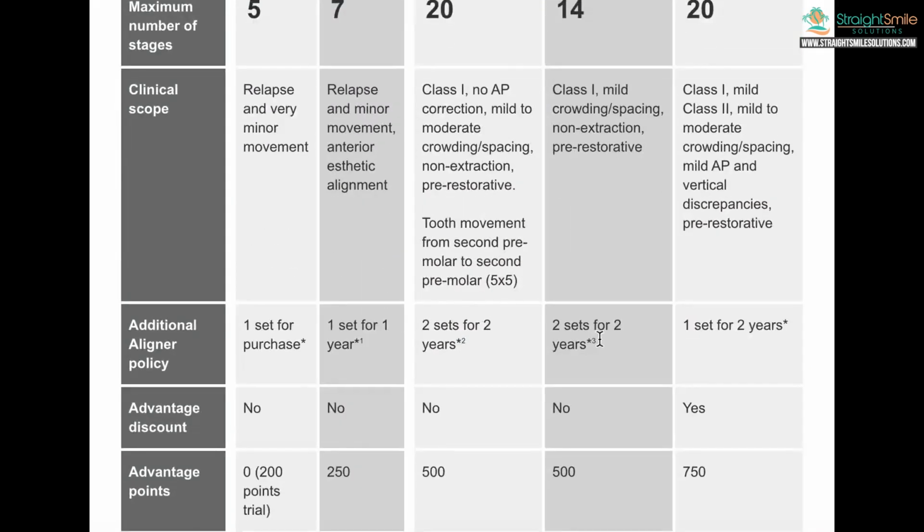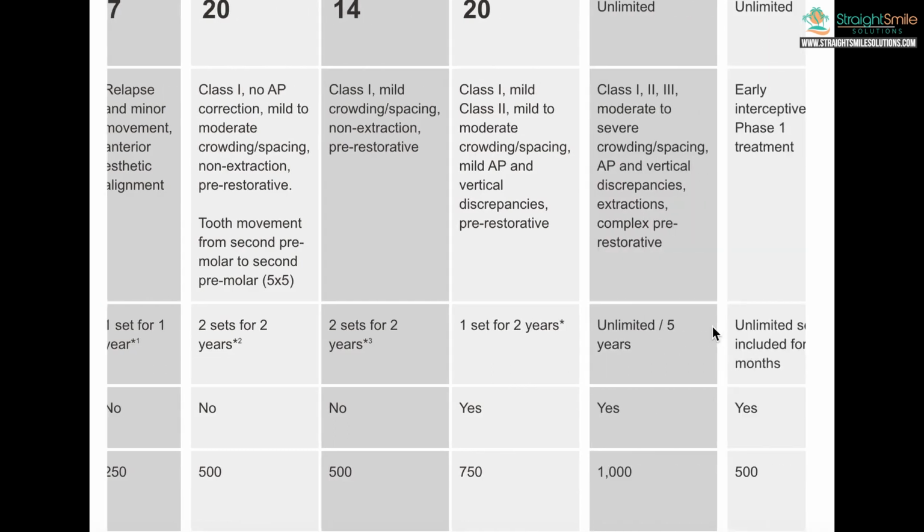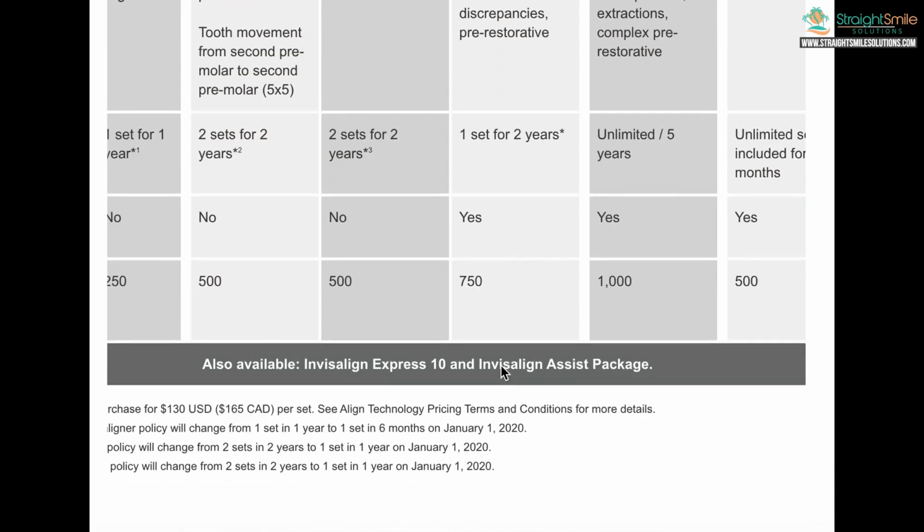So I think the catch, if I had to say there's a catch why I maybe wouldn't use it, is that this is the catch: additional aligner policy. One set in 2 years, okay? One set. Whereas Comprehensive is unlimited for 5 years, okay? And you get a little less points. So for $175 difference, it's a little bit risky because they don't really go over how much the additional set is. Oh, maybe this is it. Is it 130%? Let me see if I got this.